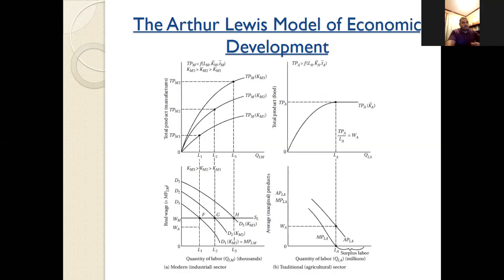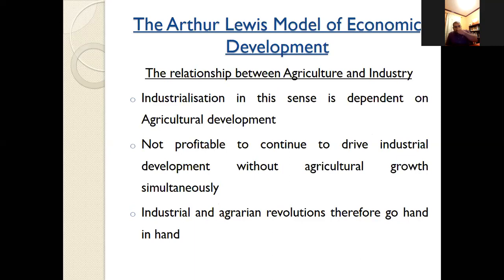So, what are some of the considerations in this relationship? The notion that industrialization is not only dependent on what occurs in the industrial sector, but it's also contingent on agricultural development. And it's not profitable to drive industrial growth without agricultural growth simultaneously. And an industrial and agrarian revolution therefore go hand in hand. This point becomes very, very important, because what considerations in the model are there for labor?